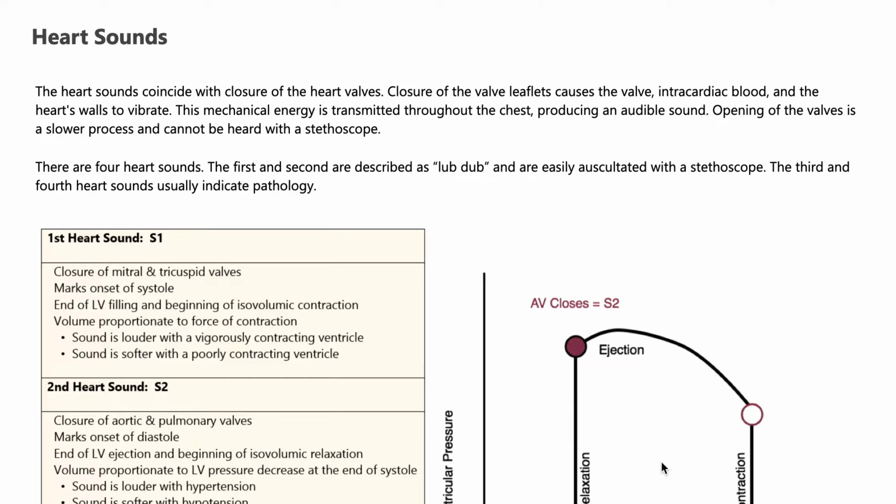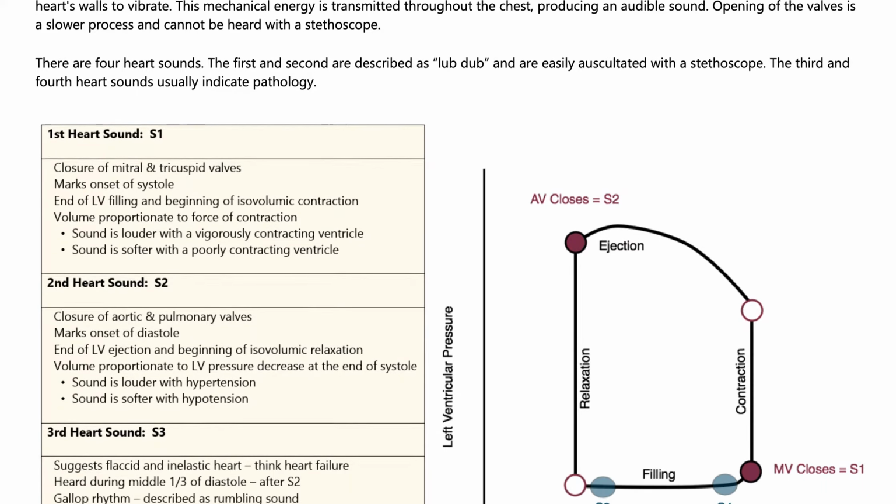There are 4 heart sounds. The first and second are described as lub-dub and are easily auscultated with a stethoscope. The third and fourth heart sounds usually indicate pathology. So the first heart sound is S1.